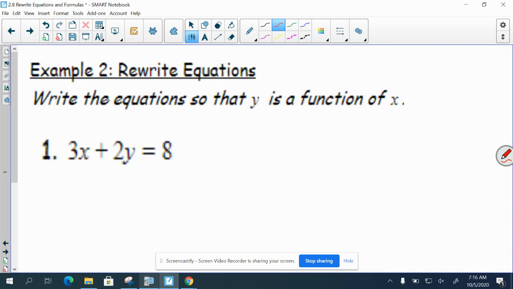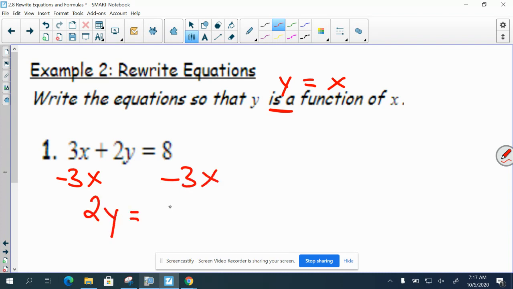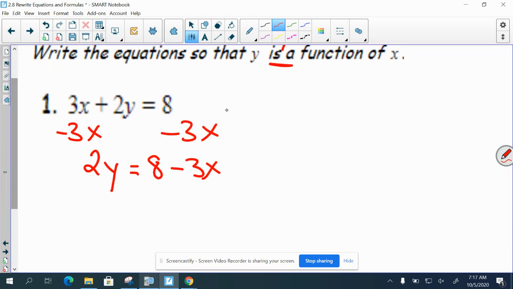Now it says write the equation so that y is a function of x. Okay, so "is" means equals. So we're just saying that y equals x. We want y on one side and everything else on the other side. All right, so here we're trying to solve for y. So what we're going to do first is move over the 3x term onto the other side. Minus 3x, minus 3x. So 2y equals 8 minus 3x. But what I want you to start getting into the habit of is writing the x term first.